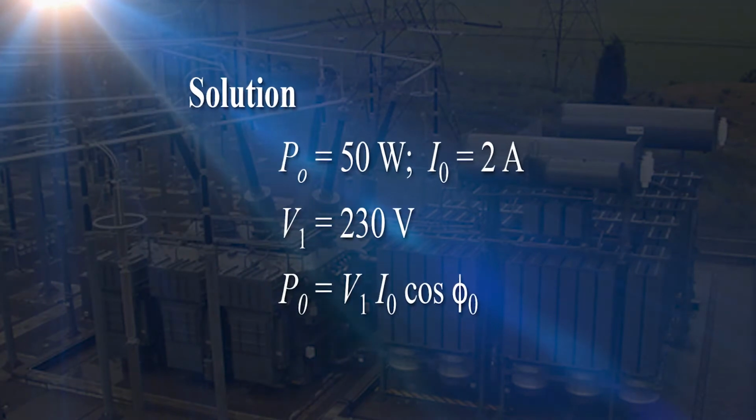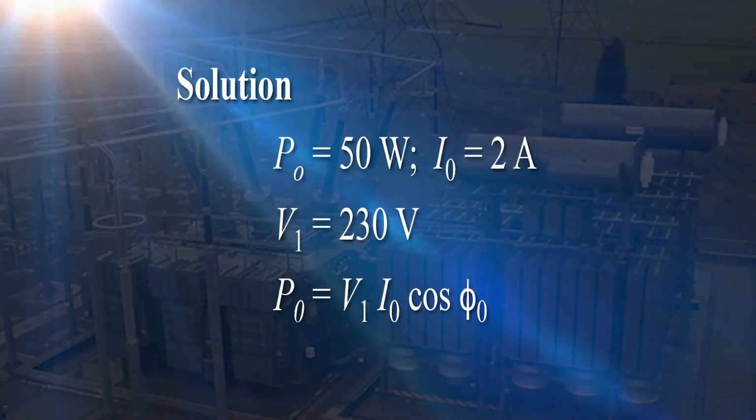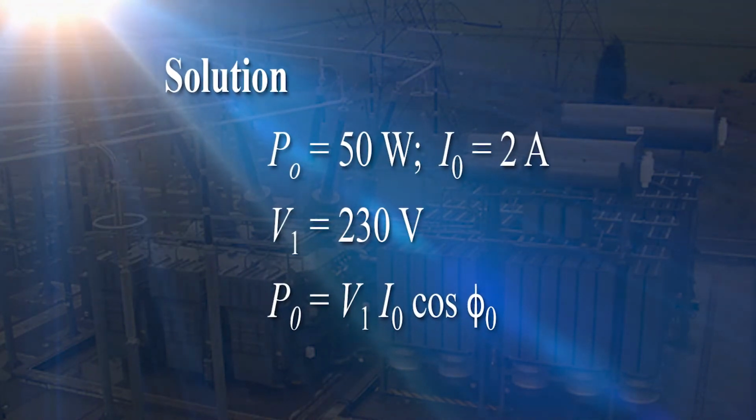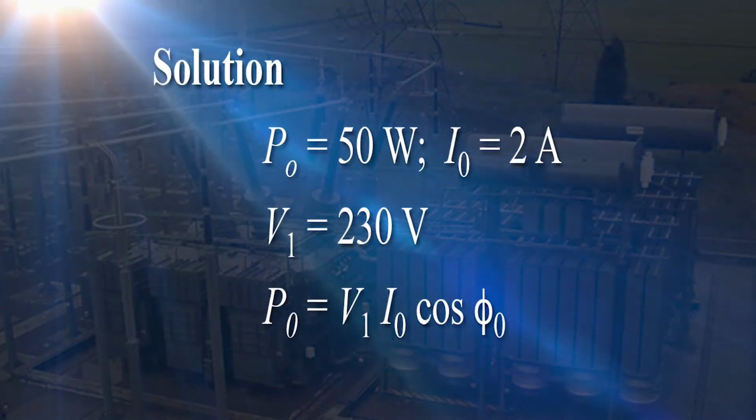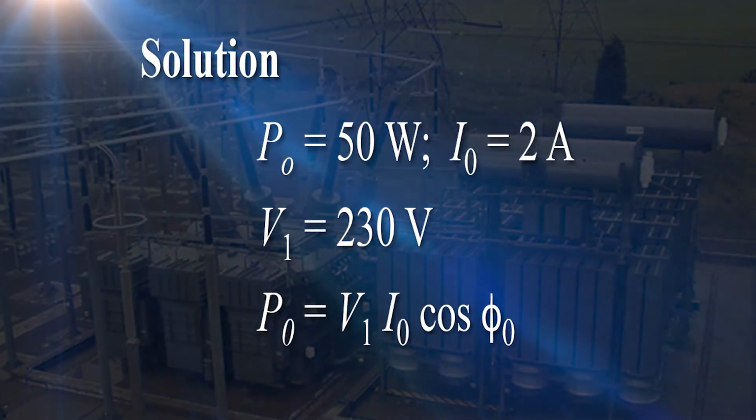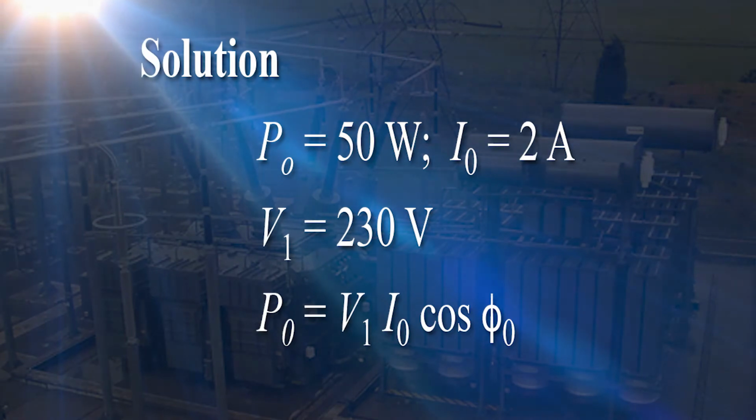Here you can see that no load loss or no load power is given as 50 watt. So you can write P naught is equal to 50 watt. Here the current is also given, that is the no load current, so you can write I naught is equal to 2 ampere. And what is the supply voltage? The supplied voltage or applied voltage, which is denoted by V1, is equal to 230 volt.